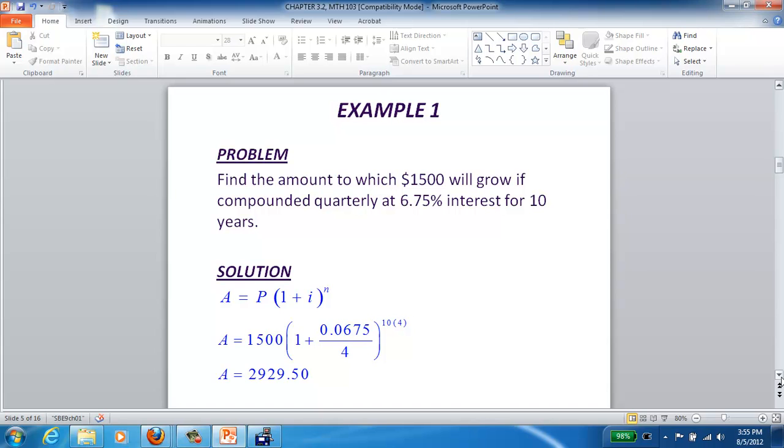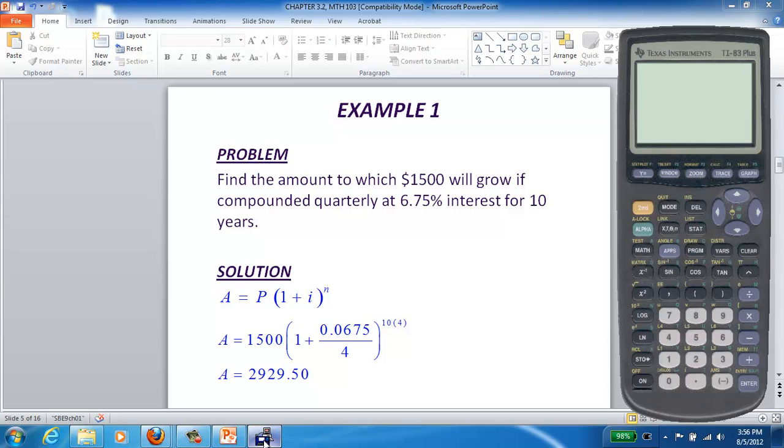Example number 1. Find the amount to which 1500 will grow if compounded quarterly at 6.75% interest. So we use the formula, and the future value will be $2,929.50. However, from now on we will use the graphing calculator. So let's go to see the steps. First of all, you have to go to Applications, APPS, and Finance, number 1. Click Enter.